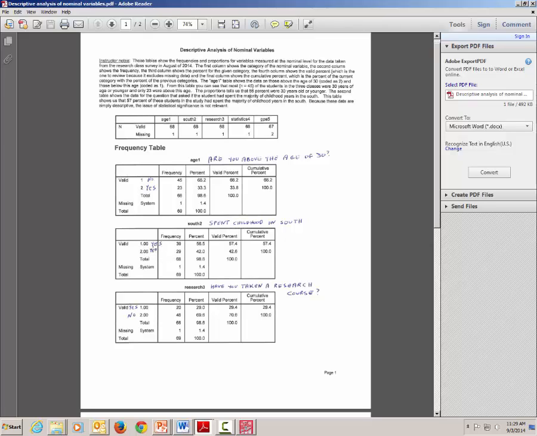This is about childhood in the South. Just as an example, the frequency of those who did grow up in the South was 39, which represented 56% of the total. Those who did not was 29 persons, which represented 42% of the sample. These are just a couple of examples of data that are nominal in nature.